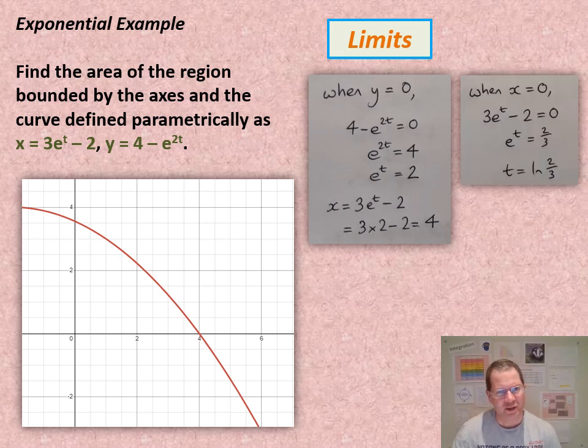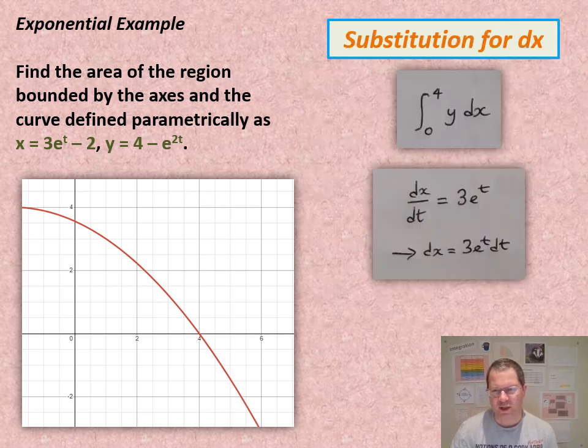But as we are integrating parametrically, we will need to convert the limits into values of t. So when x equals 0, we have 3e to the t minus 2 equal to 0. Hence, e to the t is 2/3, which means that t is the natural logarithm of 2/3, ln 2/3. So when x is 0, t is ln 2/3. And when x is 4, as we saw before, e to the t is 2, so t is ln 2. So we've worked out what the limits are.